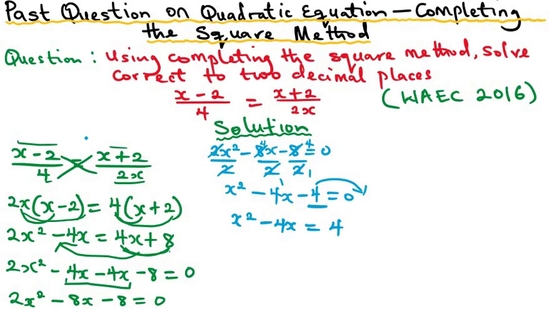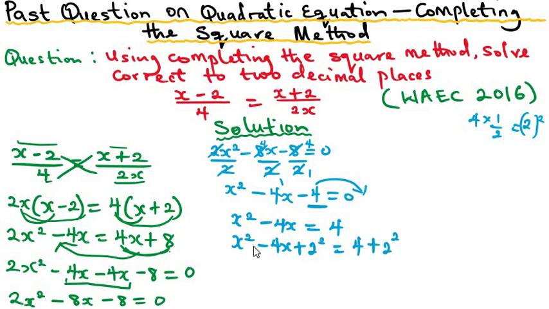So what we'll have next is to find half of b and square it. So the half of b is what? We have 4 times half, which will give us 2. Now we'll have to square it. So after getting our value, 2 squared, we'll add it to both sides of the equation, which will give us x squared minus 4x plus 2 squared equal to 4 plus 2 squared.